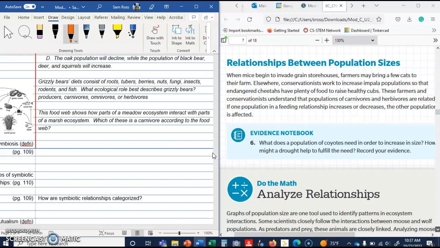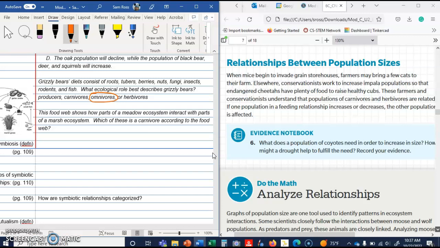Okay. And our next quick check. Grizzly bears' diets consist of roots, tubers, berries, nuts, fungi, insects, rodents, and fish. What ecological role best describes the grizzly bears? They're not producers because they don't photosynthesize. They do eat some fish or some meat, some rodents, and they do eat some berries. So they're going to be omnivores.